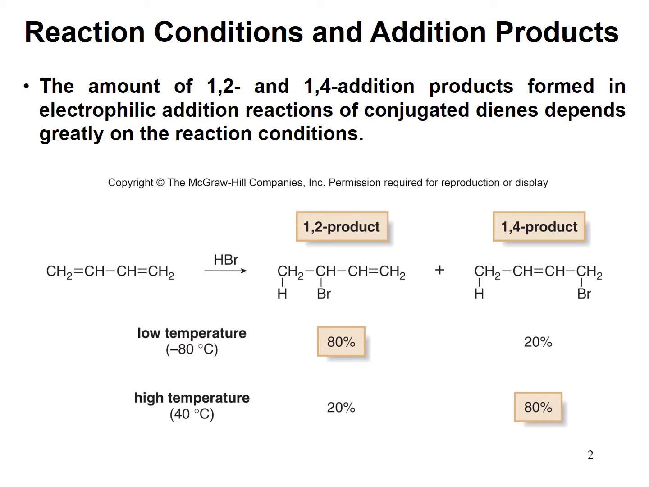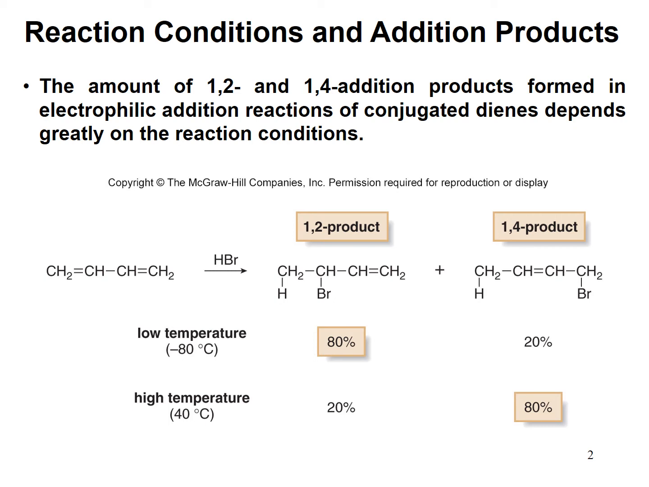1,2 addition occurs at low temperature. It's under what we call kinetic control. And once you form the first step of the electrophilic addition, taking the hydrogen and putting it on the least substituted carbon, and then the internal carbon having the carbocation, the anion Br minus comes in and attacks that carbon, and that's how you get the 1,2 product.